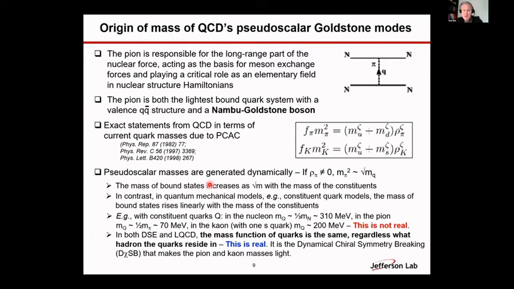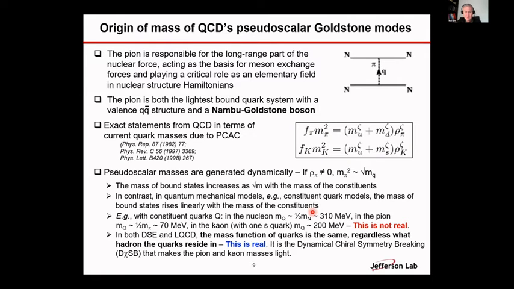So pseudoscalar masses are generated dynamically, and if you look at this formula, you see that m_pi squared goes like the mass, so m_pi goes around the square root of the mass. That's already a bit weird. And that means that the mass of the bound state increases with the mass of the constituents. It also shows that when you talk about the constituent quark model, those of us, old timers like me, who did the mass formulas for different baryons and mesons, happily neglected the pion because they're Goldstone bosons. But again, it's not an answer.